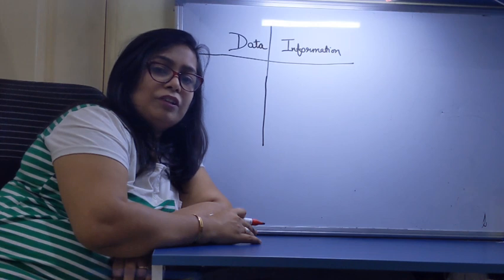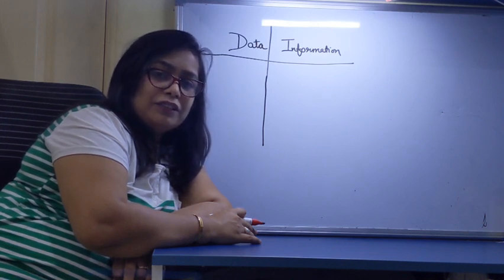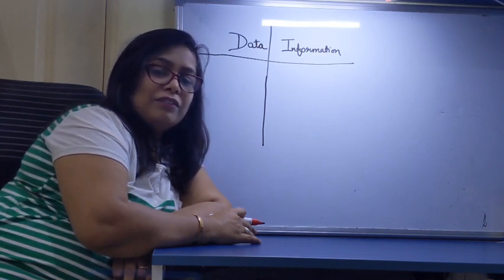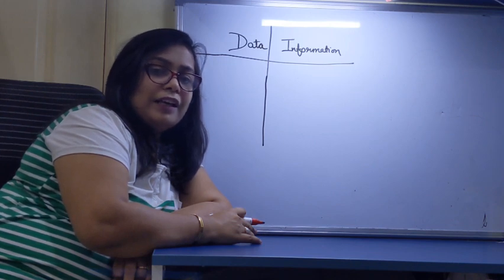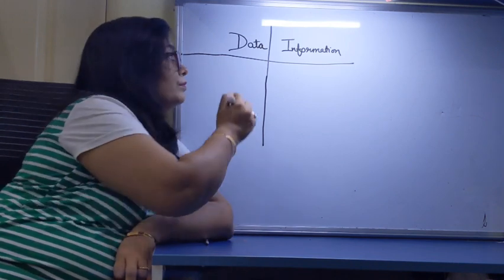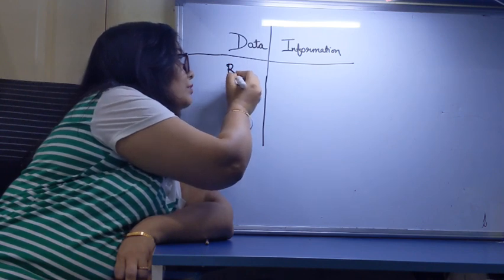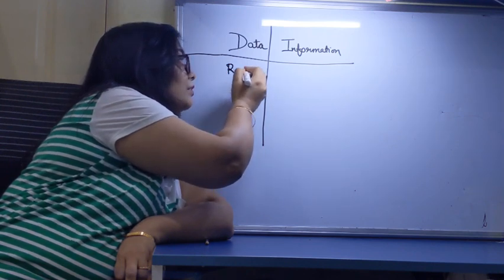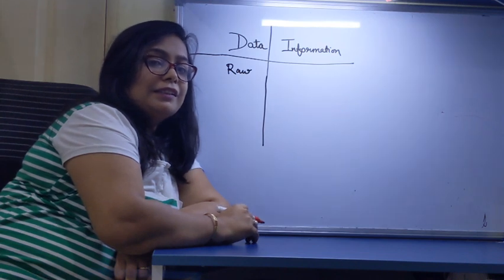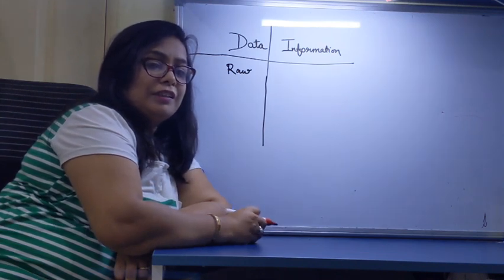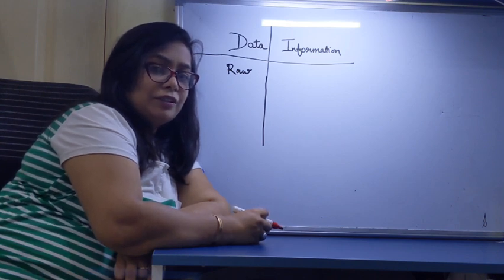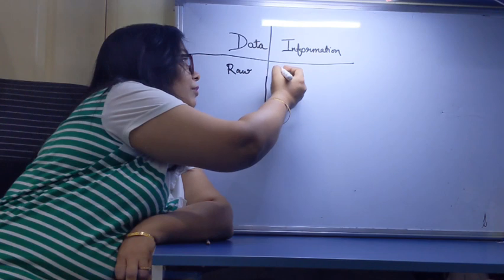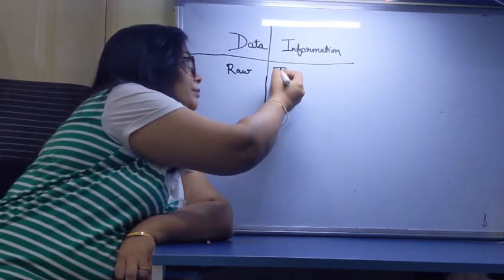Last year what you learned was the hardware part of it, because it was an introduction. Now as you have all grown up, you are learning more. You will be learning about data and information. Data is something which is very raw, just some set of characters or some set of input which is entered. And information is something which is well processed.